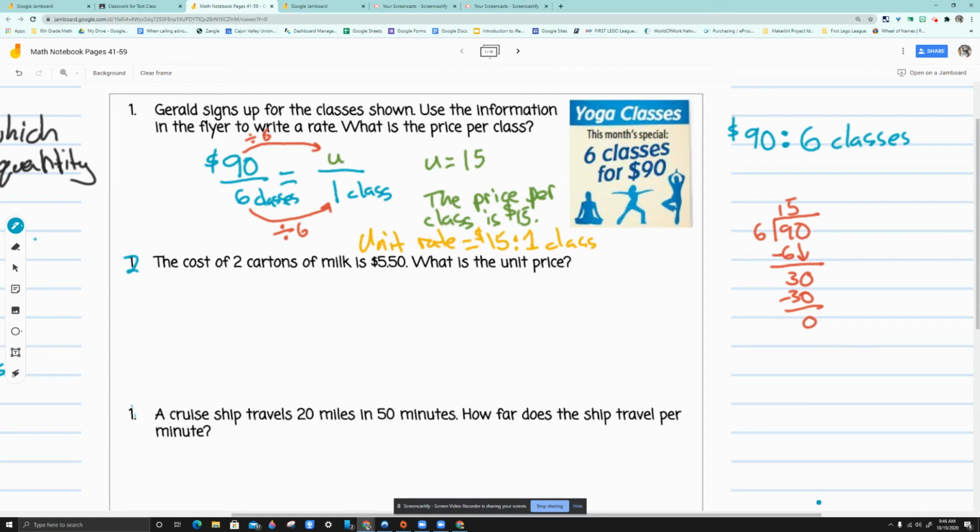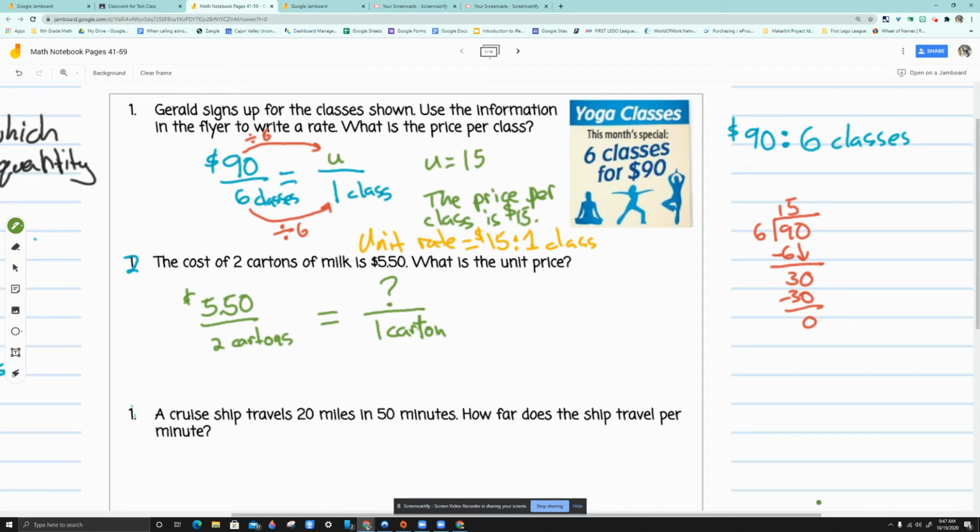So again, we're going to be setting this up like we did on the one on top. It's $5.50 for 2 cartons of milk. But how much does it cost for 1 carton of milk? What is the cost of just 1 carton? So I could, again, write this out. 2 cartons. Instead of 2 cartons, we're looking for 1 carton. And how much does it cost for that? What's the unit rate for 1 carton of milk?